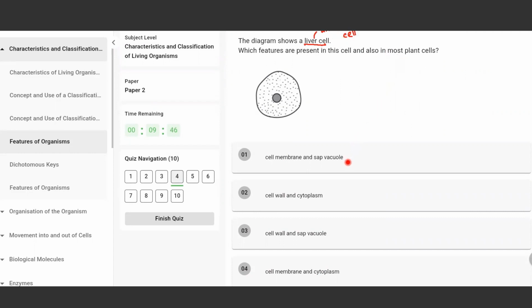So if you take a look at these answers, you will see that the most appropriate answer is answer number 4. Both animal cells and plant cells have cell membranes and cytoplasm.